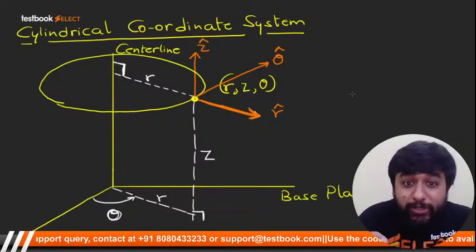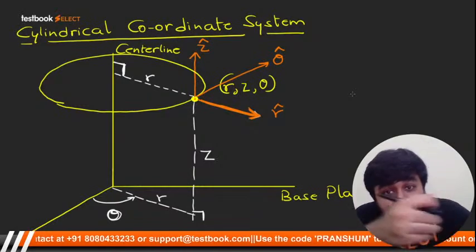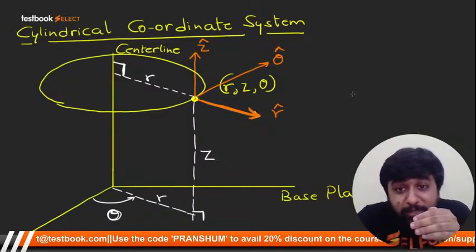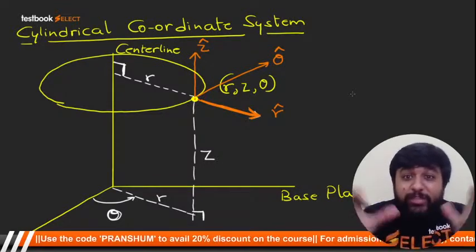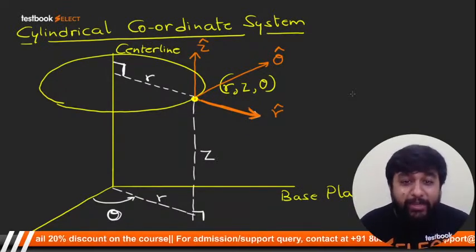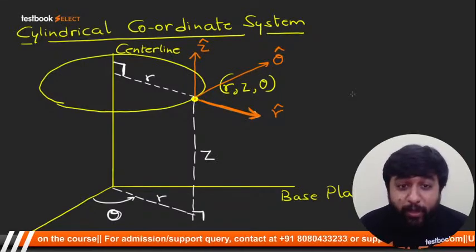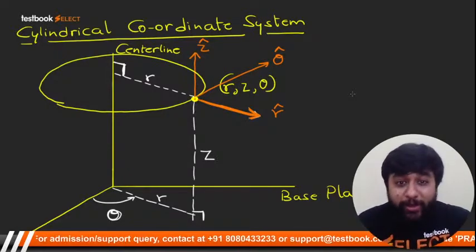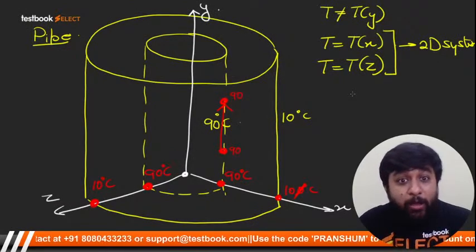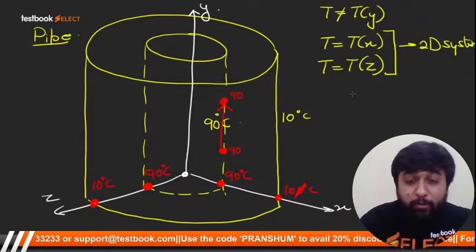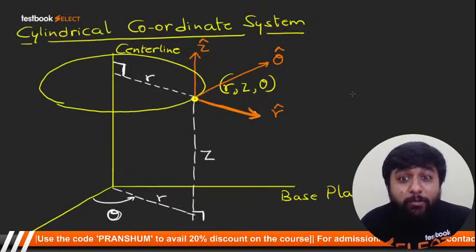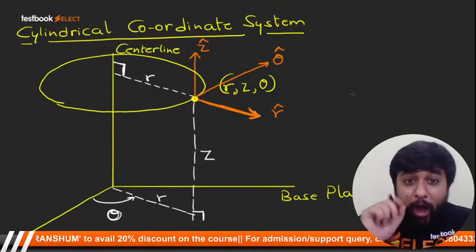So in the cylindrical coordinate system, every vector will have three components. One is along the radius away from the center, one is parallel to the center line of the cylinder, and one is tangent to the cylinder. This is your cylindrical coordinate system, and R, Z, theta are the principal directions. Now, why did I introduce this here? Because the same example, when I explain it by the Cartesian coordinate system, becomes a 2D system, but when I explain it by the cylindrical coordinate system, it becomes a 1D system. Let me show you how.